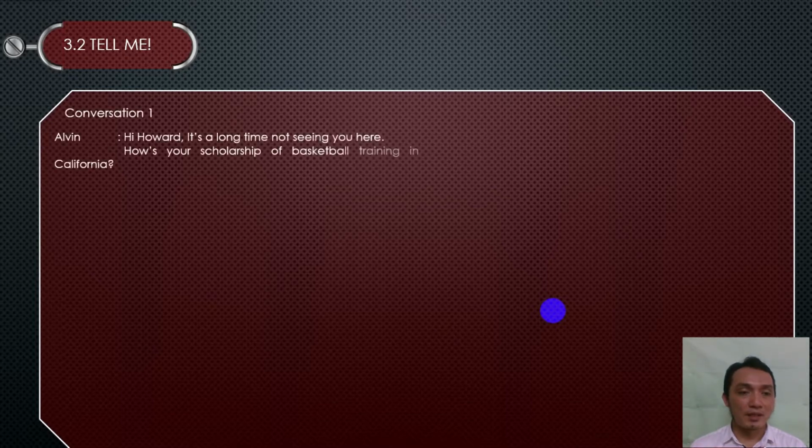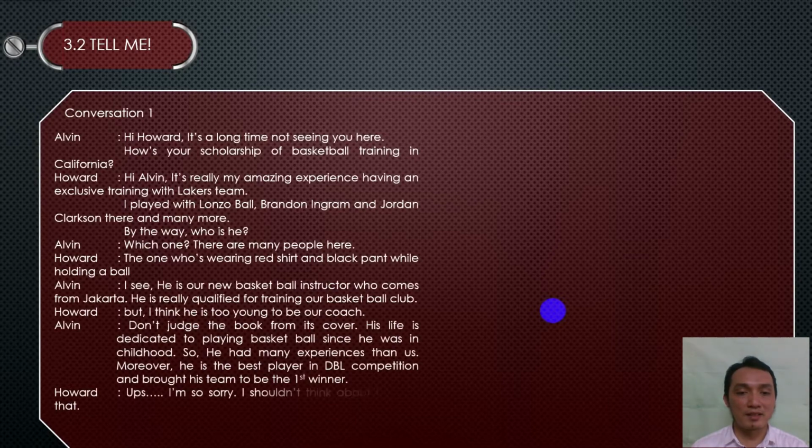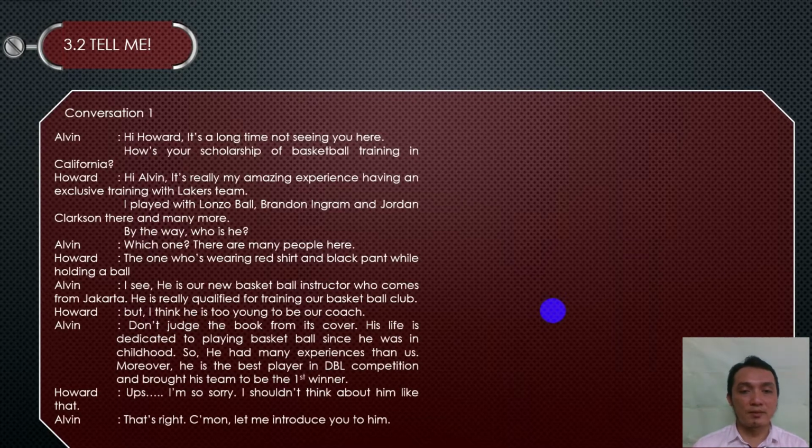Conversation 1. Alvin said, "Hi Howard, it's a long time not seeing you here. How's your scholarship or basketball training in California?" Howard said, "Hi Alvin, it's really an amazing experience having an exclusive training with the Lakers team. I played with Lonzo Ball, Brandon Ingram, and Jordan Clarkson there, and many more. By the way, who is he?" "Which one? There are many people here." "The one who's wearing a red shirt and black pants while holding a ball."